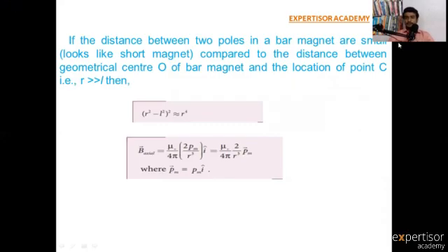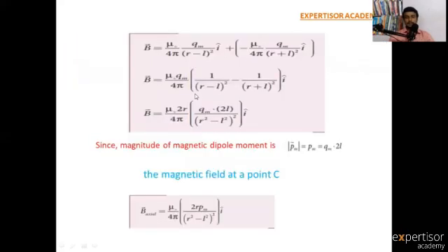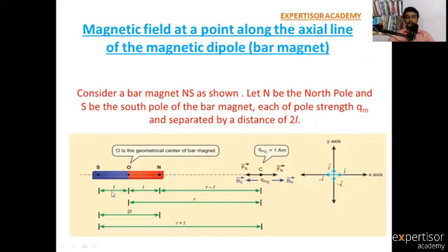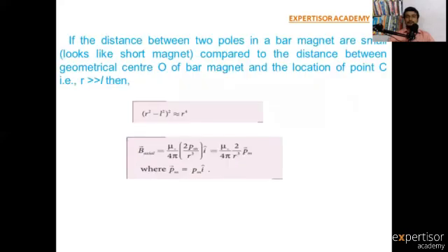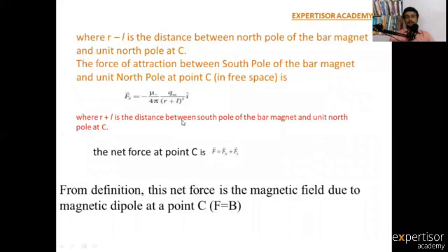Here you see the important thing. If the distance between the two poles in a bar magnet is small compared to the distance between the geometrical center O of the bar magnet and the location of point C, that is, r is much greater than L, then r squared minus L squared whole squared gives r power 4. What is the distance between the two poles? It is 2L, and the distance from the origin to a pole is L.